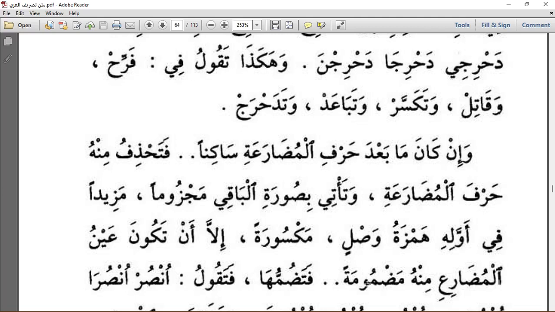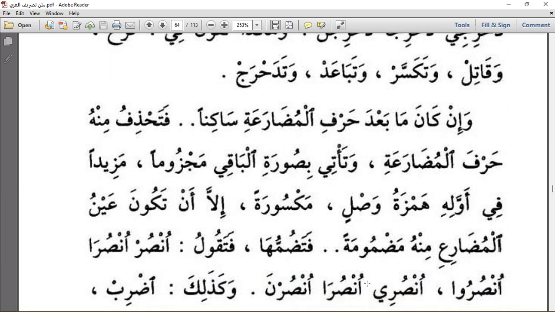But if you have qara'a, yaqra'u, we are going to give what? The hamzatul wasli kasra in that case. So it now says fatakulu unsur, because from nasara we have yansuru. Then when we remove the ya, which is the harful mudara, and we give the last letter sukun, put it in majzum shape, we have unsur.